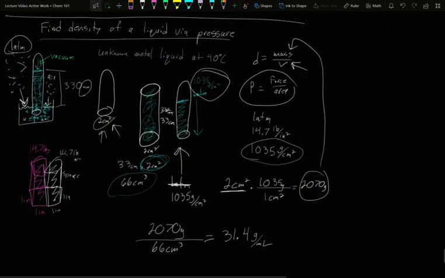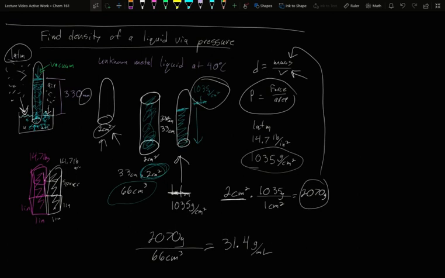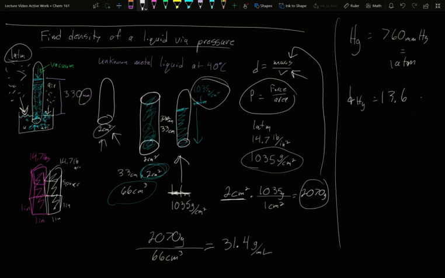And so we can find the density of this unknown liquid. Does this make sense? Well, let's take a second to think about it. If we had mercury, mercury has a height of 760 millimeters of mercury at 1 atmosphere. Mercury has a density of approximately 13.6 grams per milliliter.